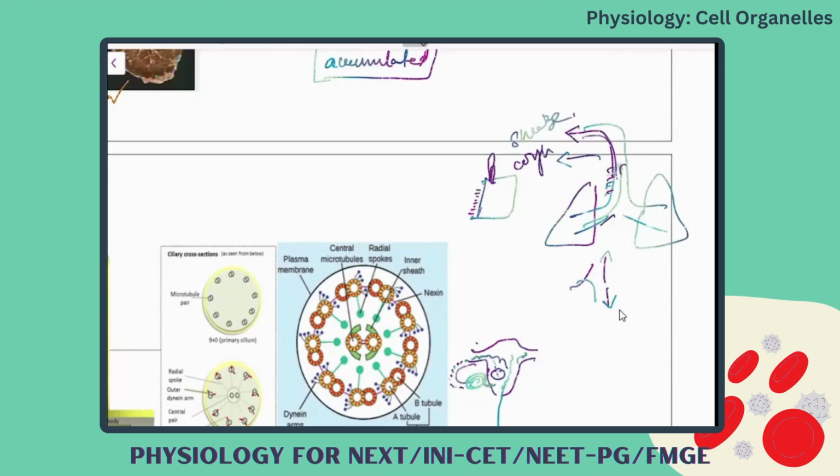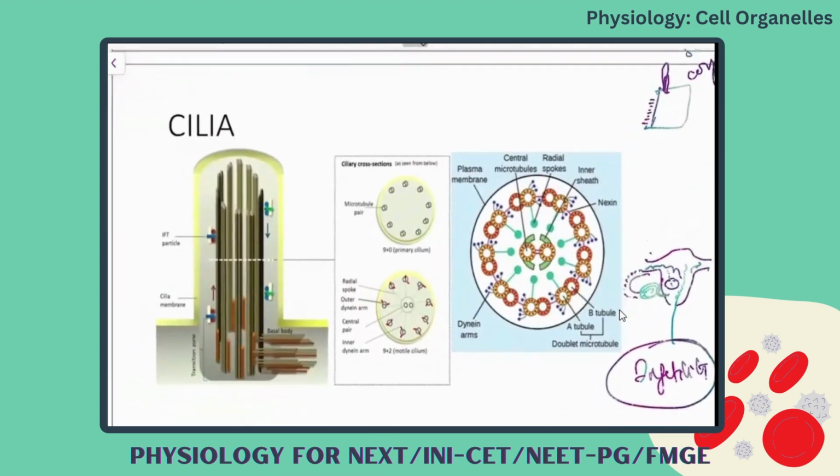It will not do the function of the sneezing and coughing reflex. So what happens? The irritants or bacterial infections, viral infections, whatever the infectious substance may be, will go inside the lungs and cause repeated lung infections. So this is what it is about the cilia.